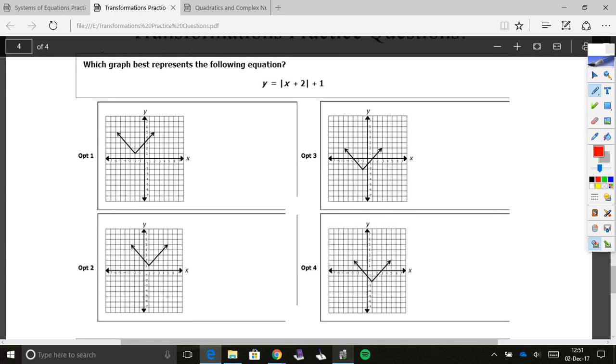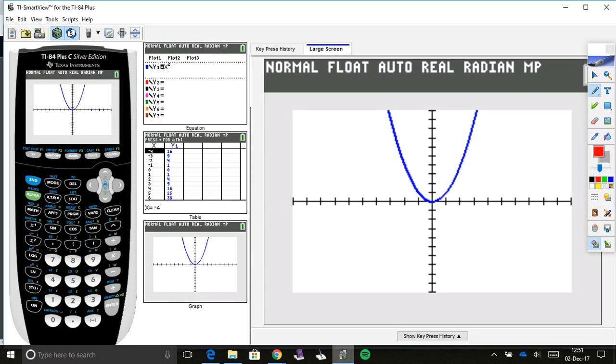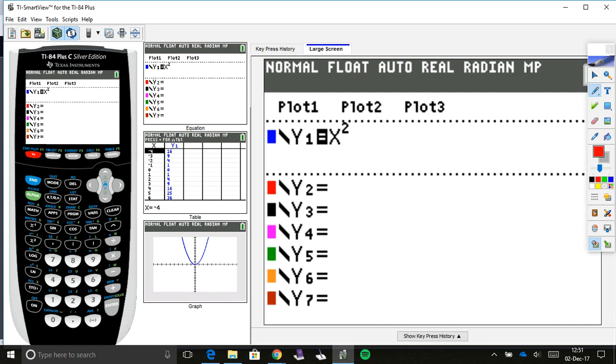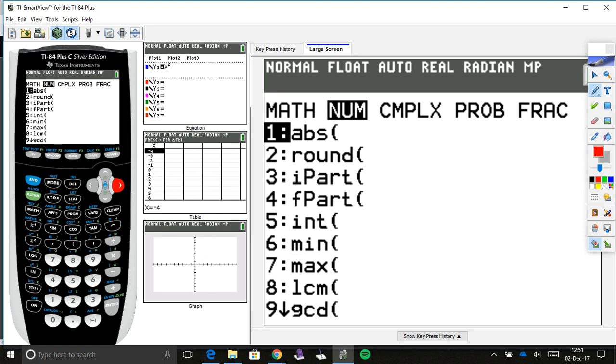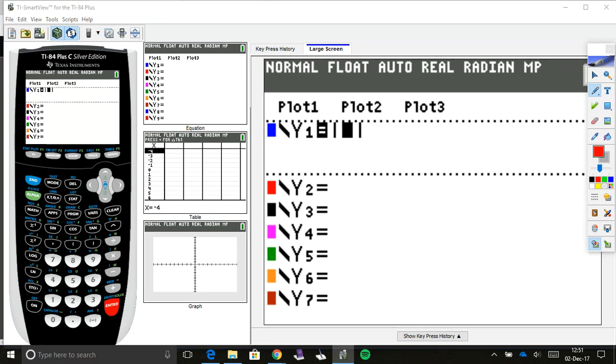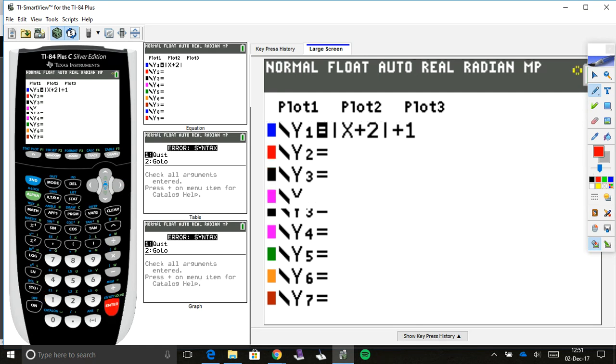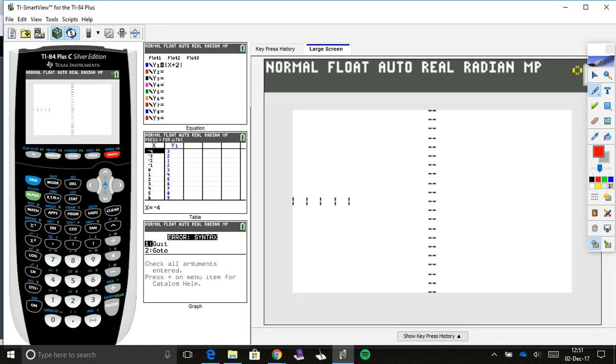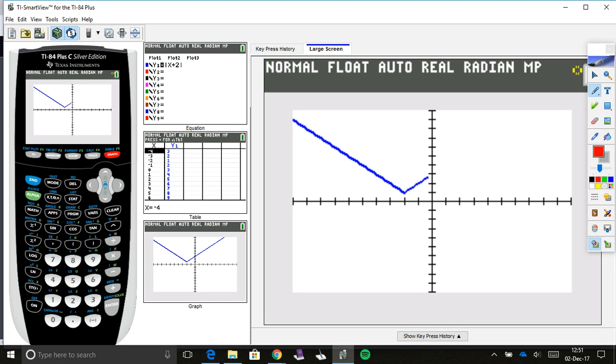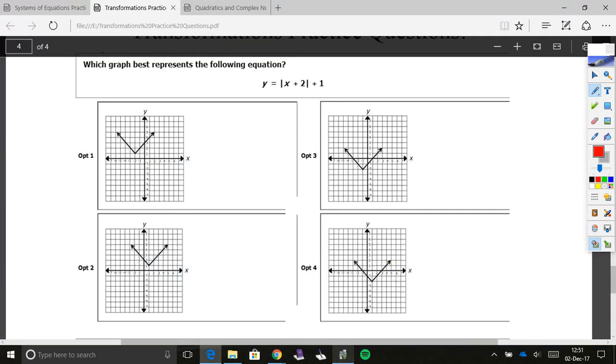All right, and then of course we can graph this on our calculator and see which one matches the graph. So absolute value of x plus 2 plus 1. So let's go back. Let's clear this. And back to our absolute values. Remember the math button, the arrow over the number, and the first option. What was it again? X plus 2 plus 1. All right, there it is. It looks kind of like option 1.